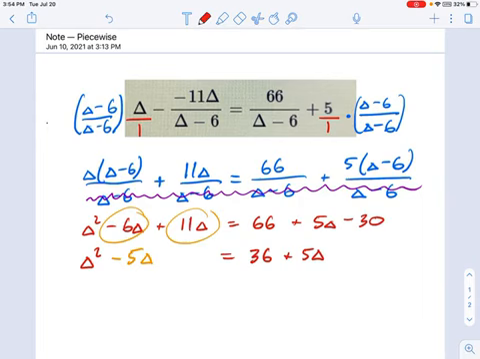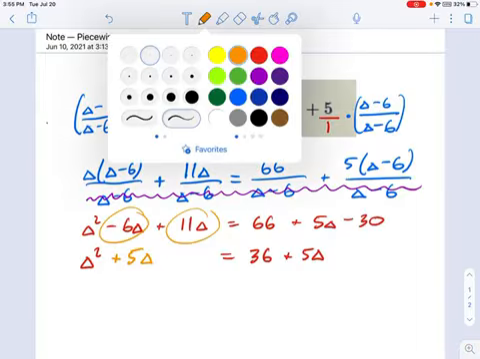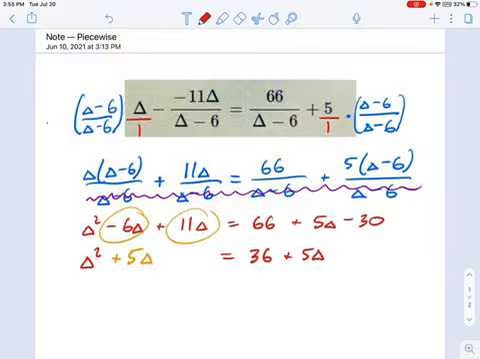Oh, I'm sorry. That's embarrassing. What's negative 6 plus 11? It's not negative. Okay, there we go. So I'm going to subtract 5 delta from each side. And you see that's going to cancel out my deltas, actually. So all I'm going to have left here is delta squared. I'm going to bring over the 36. I have delta squared minus 36 equals 0.